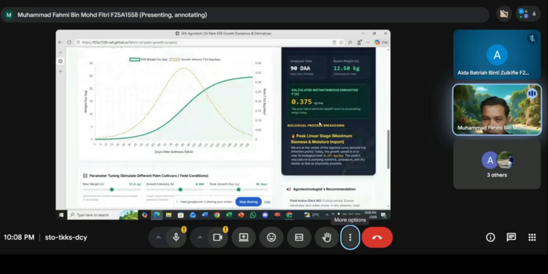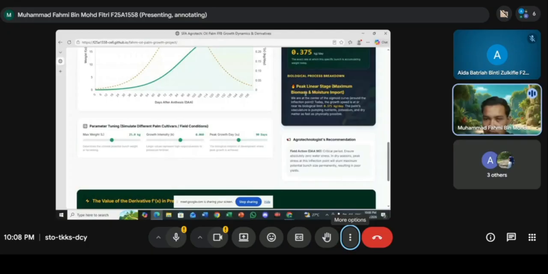Biological process breakdown: linear stage, maximum biomass and moisture import. We are at the center of the sigmoid curve around the inflection point. Today, the growth speed is near its biological limit, 0.37375 kilograms per day.